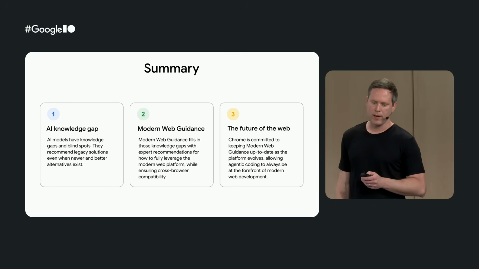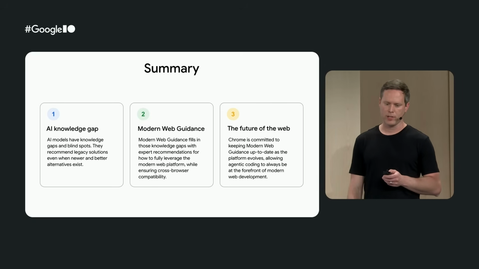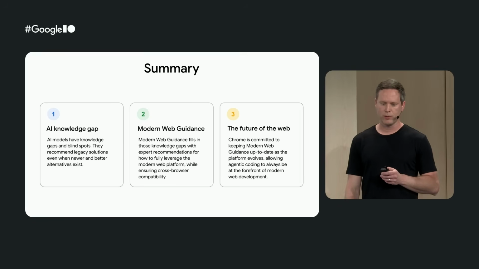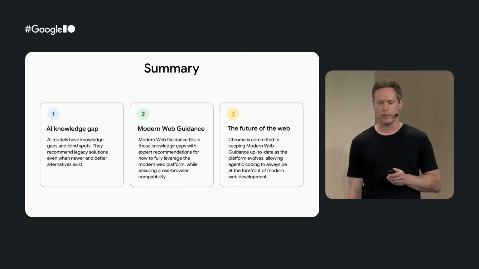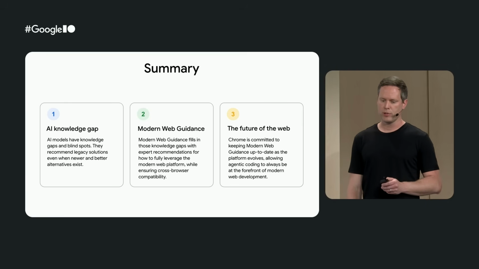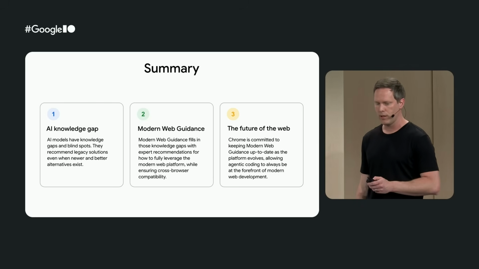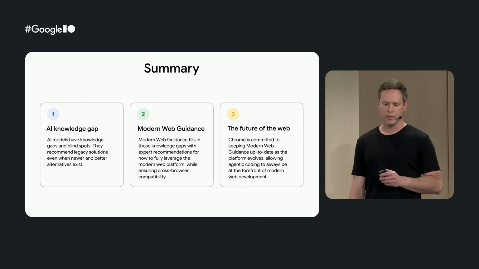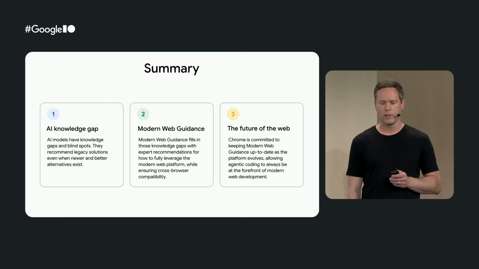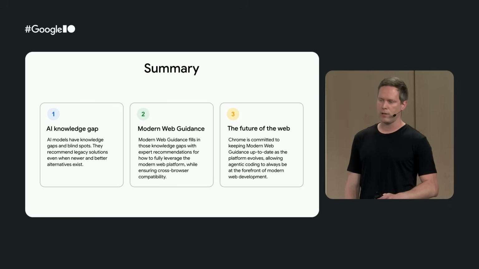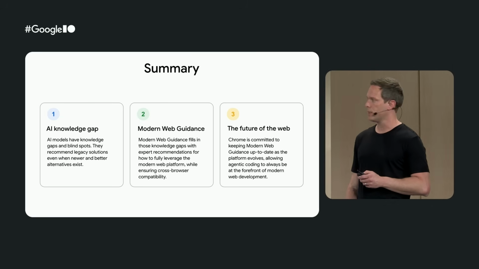OK, so to recap what I've covered today. First, AI models have a knowledge gap and blind spots. They recommend legacy solutions even when there are newer and better alternatives. Second, modern web guidance fills those knowledge gaps with vetted recommendations from Chrome experts. This helps ensure coding agents have a full and complete understanding of the modern web platform, with clear instructions on how to implement those features in a way that is compatible across browsers. And third, Chrome is committed to keeping modern web guidance up to date as the platform evolves, so that agentic coding will always be at the forefront of modern web development, rather than constantly lagging behind.